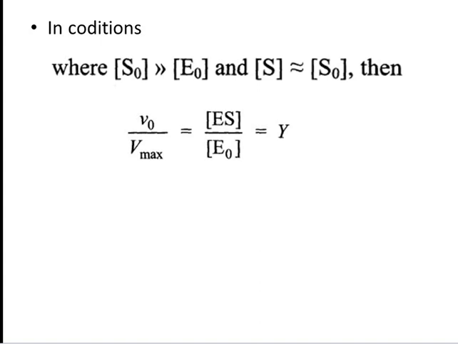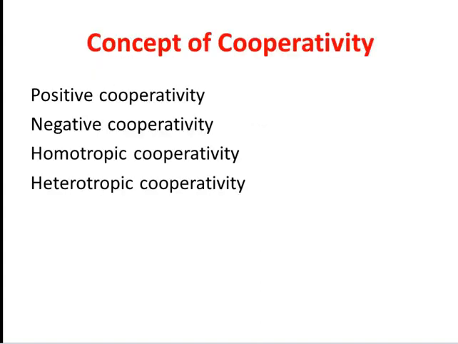So a graph of V0 against the concentration of S0 will be the same shape as that of Y against the concentration of S. That is a hyperbolic curve. This hyperbolic relationship between V0 and the concentration of S0 under steady state conditions is of course predicted by the Michaelis-Menten equation. Now the second concept that we should know is cooperativity.